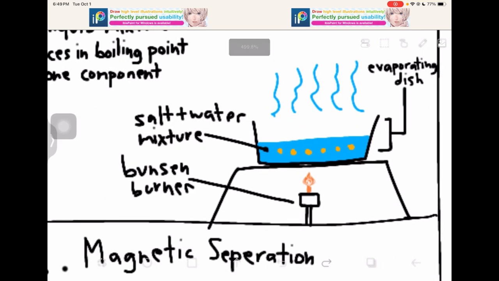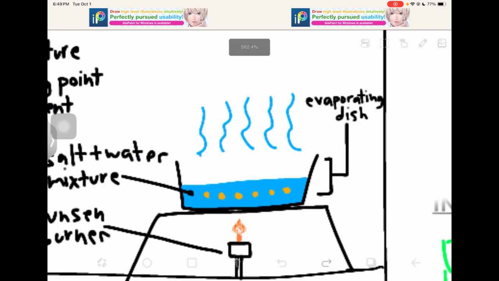It relies on the heat from a Bunsen burner, and it relies on an evaporating dish to keep it steady, so that the container itself will not break, because glass actually might break under heat. So we use an evaporating dish instead.